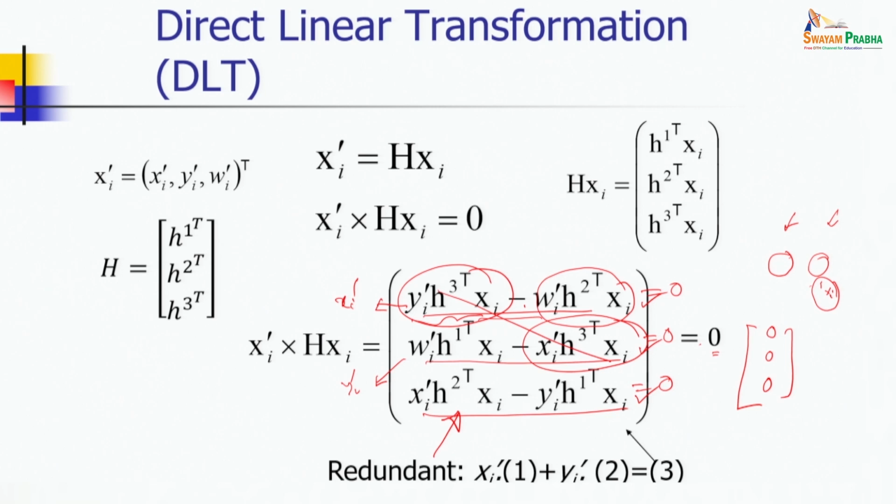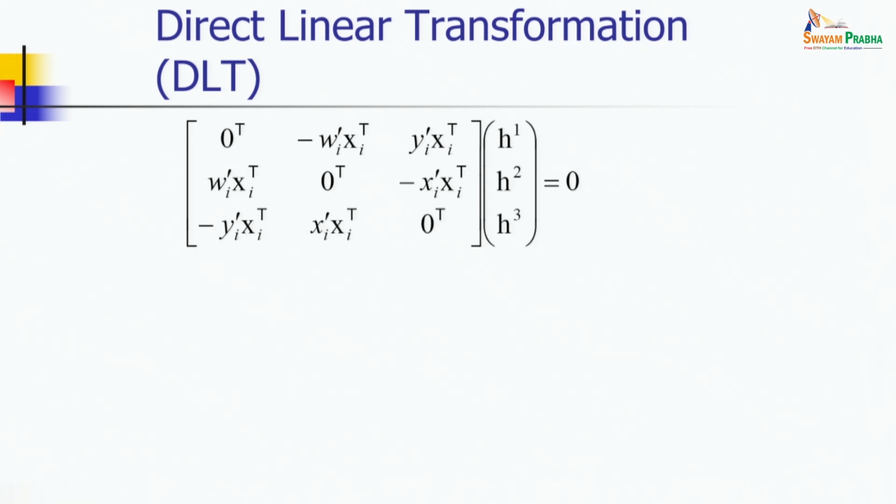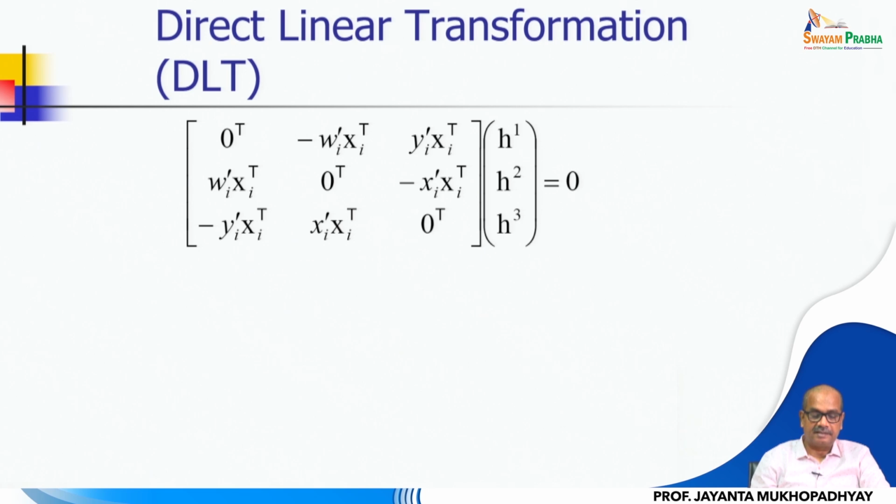So it becomes redundant, and so each point correspondence will give you two independent equations. So what I can write in this case, once again I have written it in a clean way, is that these equations are reformatted, where your unknowns are the elements of the matrix H, that is the homography matrix. So I have expressed those elements. These are all column vectors.